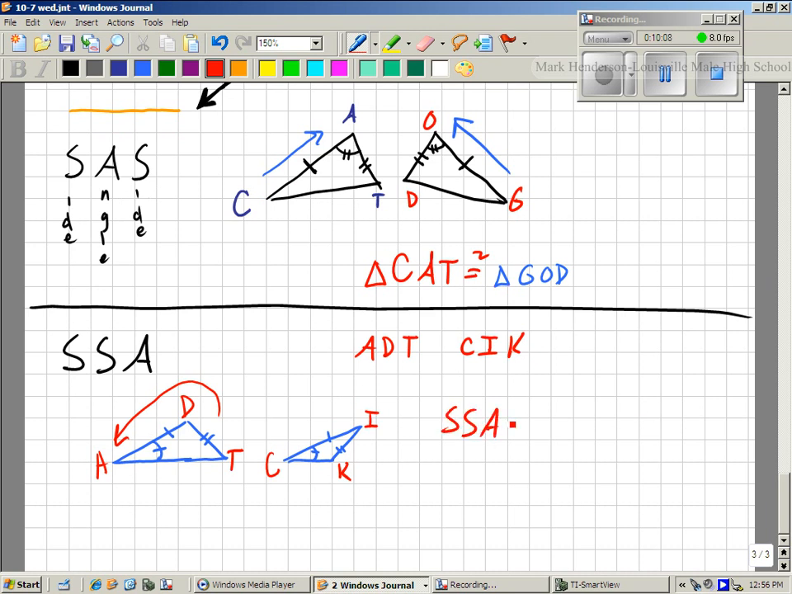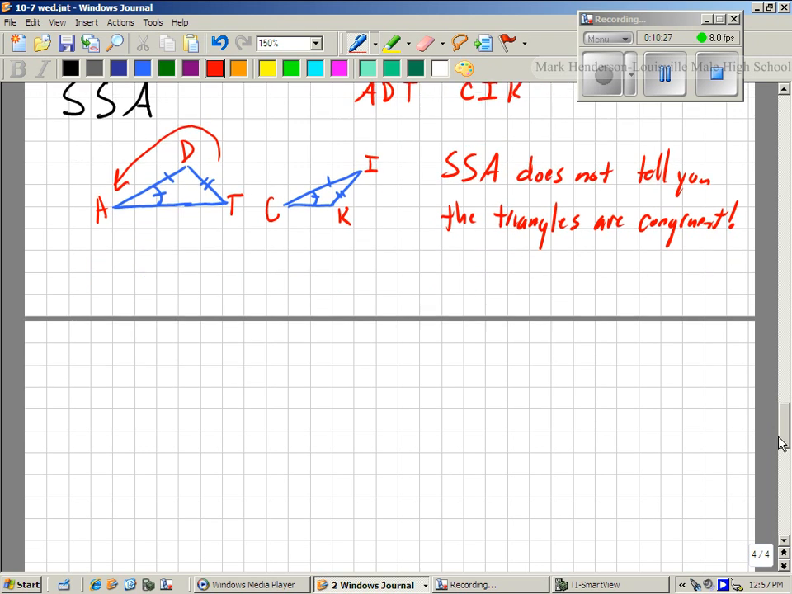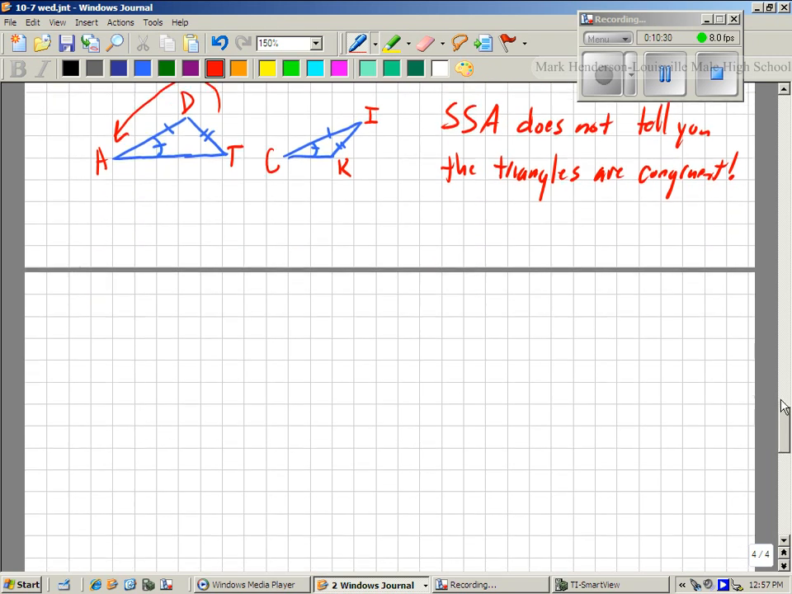So side-side angle does not tell you the triangles are congruent. That is very, very, very important to remember. Which of the two do? So SAS is the first one that we talked about, and what's the other one? SSS. So these two do. Okay?